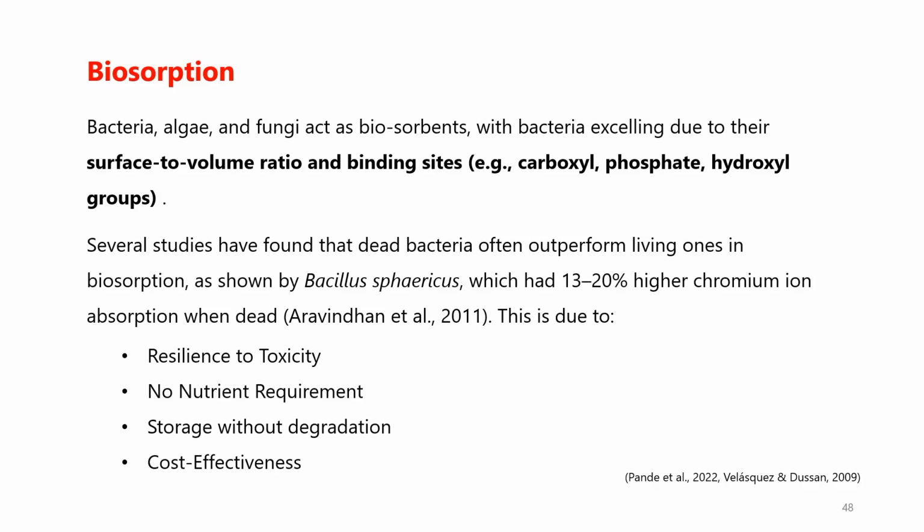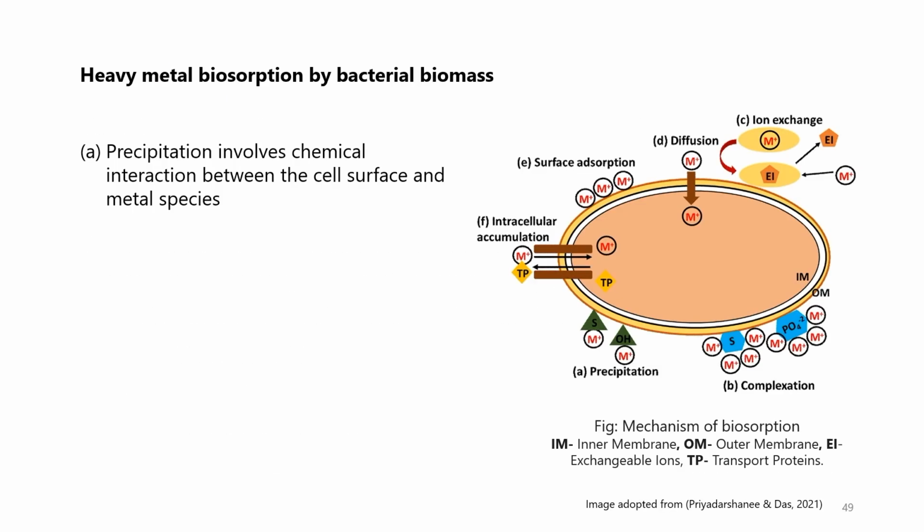Several studies have found that dead bacteria often outperform living ones in bioabsorption, as shown by Bacillus sphaericus, which had 13 to 20% higher chromium ion absorption when dead. This may be due to resilience to toxicity, no nutrient requirement, storage without degradation, and cost effectiveness. So, heavy metal bioabsorption by bacterial biomass.